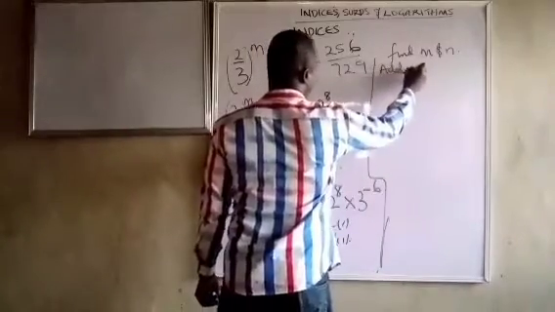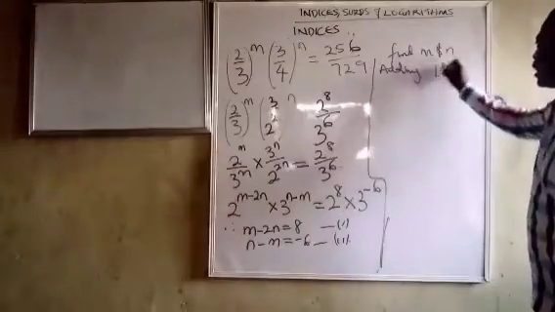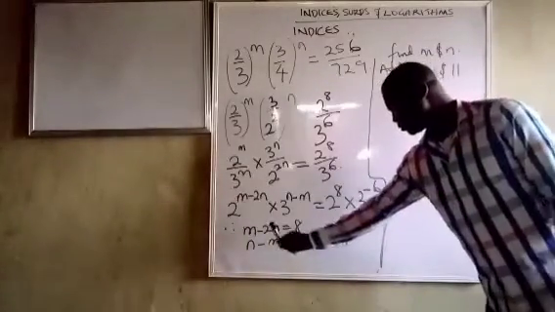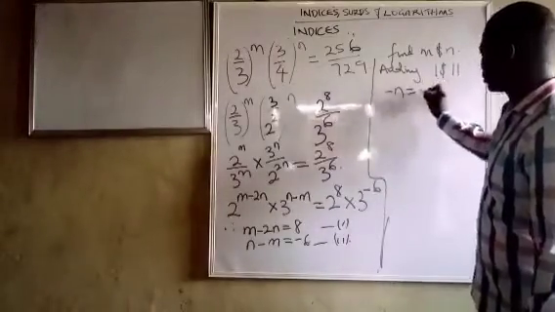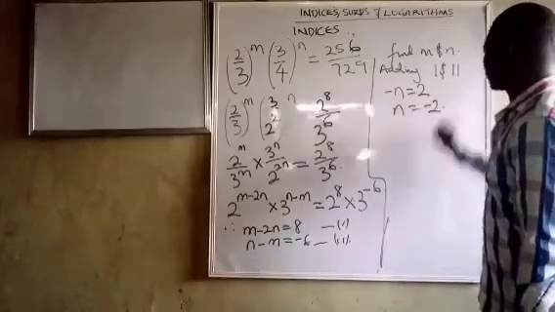Adding, so please look at it. Adding 1 and 2. So when we add this one, it becomes 0. Minus n will become 2. So n equals minus 2.